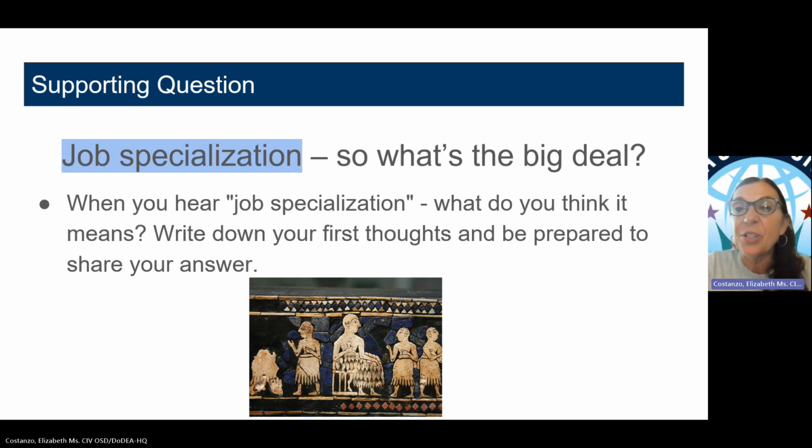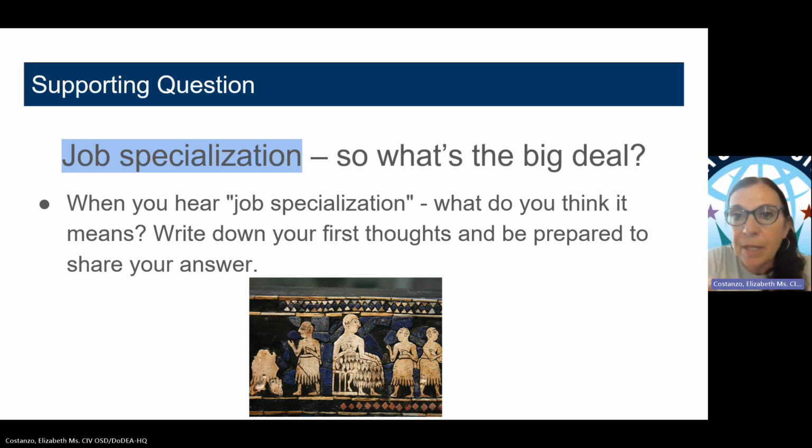So we're going to start with the students responding to the supporting question, job specialization. So what's the big deal? Then we ask the kids, when you hear job specialization, what do you think it means? Write down your first thoughts and be prepared to share your answers. So this is really critical here.